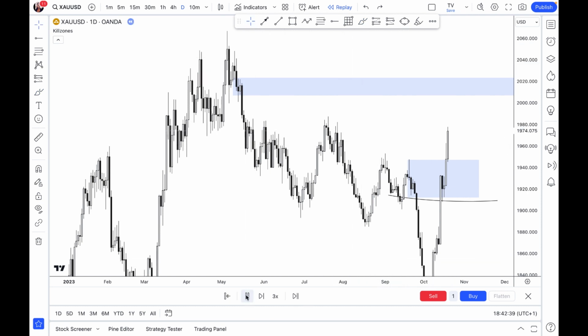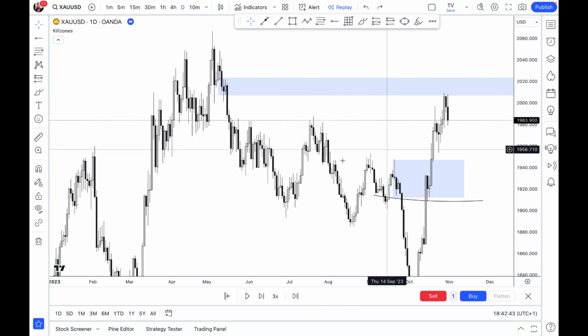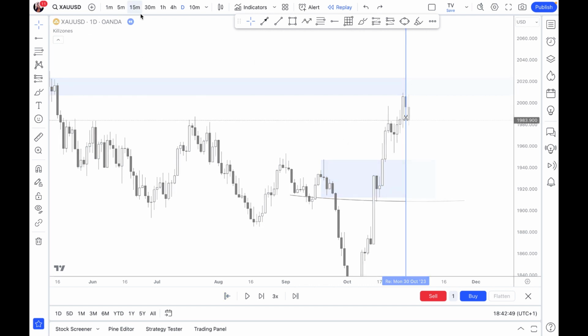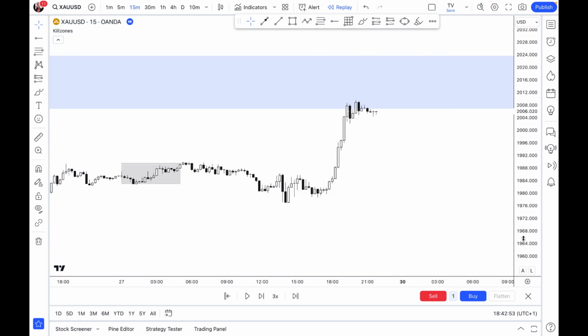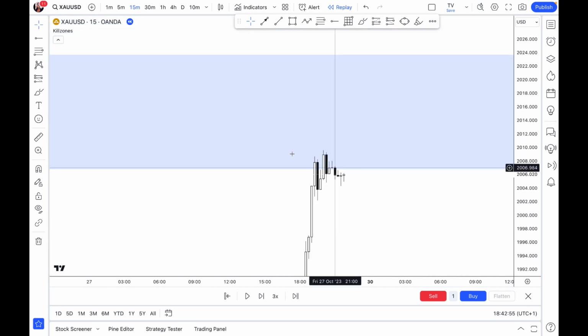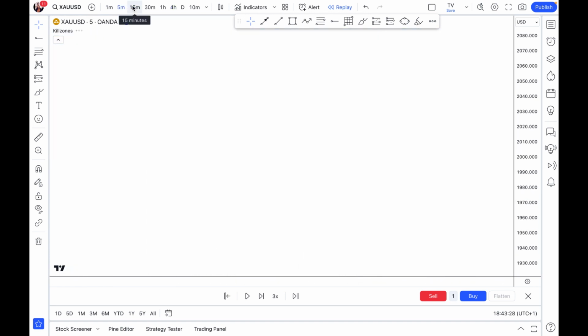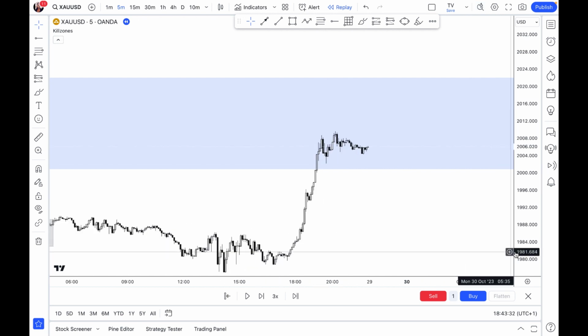So now let's see if price will get to that zone. As you can see, price has now tapped into that zone. Once price taps into that zone, you want to be on your chart at that particular time. That is the main reason why you should set an alert right there. So now that price is in our supply zone, the next thing is for you to jump to a lower time frame and start marking out your structure once price gets into your zone.